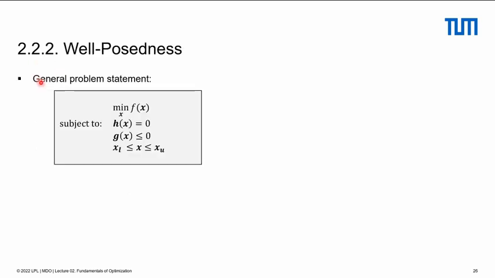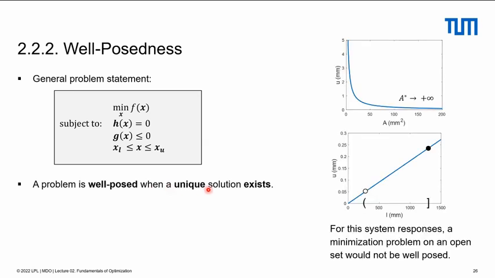There's an important term which is called well-posedness. Well-posedness says that a unique solution exists. It's a mathematical term, and I guess from an engineering perspective, it makes sense. Most of the time, it makes sense.